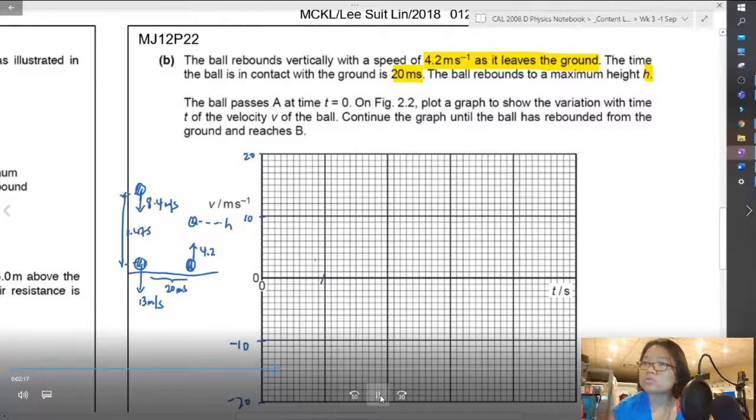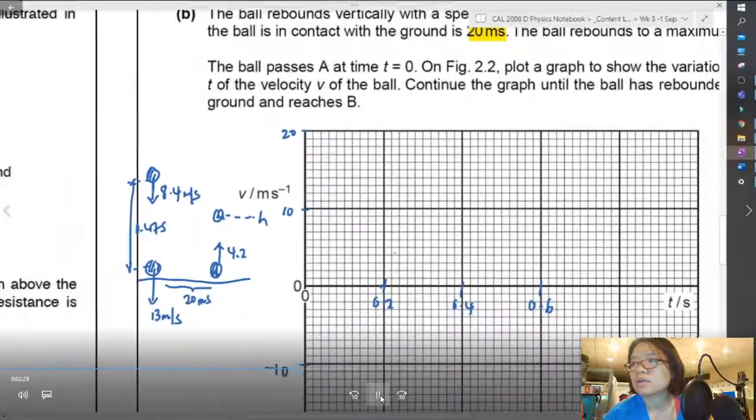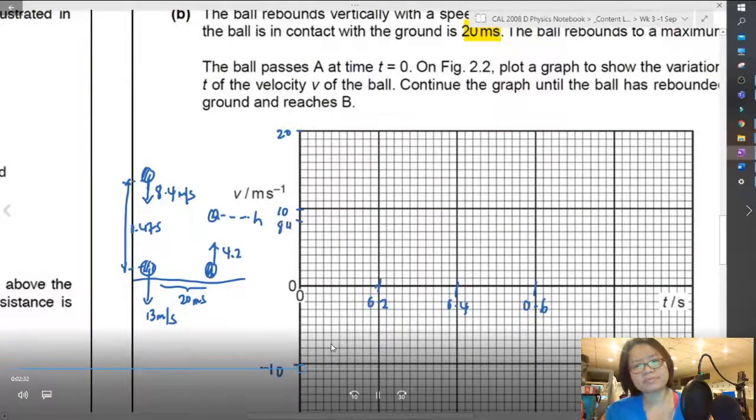Okay, so we're now going to try to find 0.47 seconds. Okay, I need a bit more scale. So 0.47, right, is, let's see, have you figured out where 0.47 is? Oh no. Okay, so we're going to plot 8.4 first in the initial, and 0.47 is somewhere here.